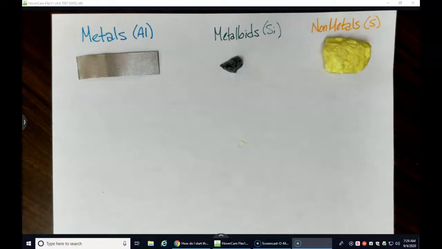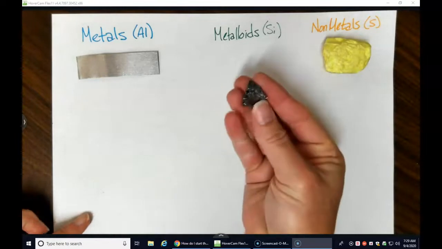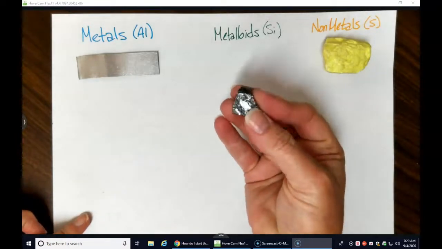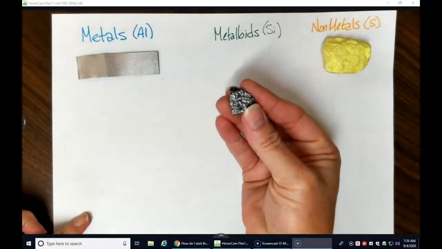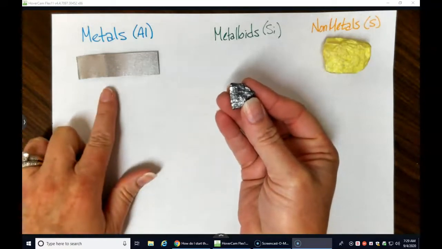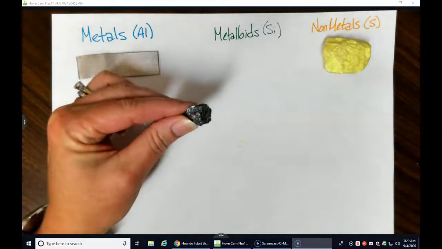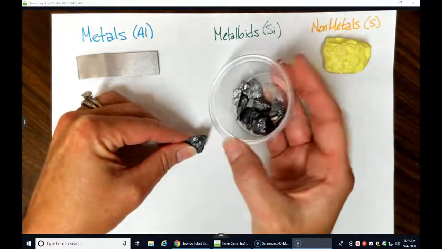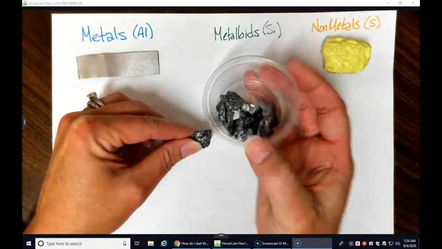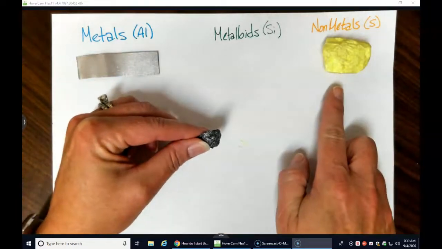So let's look at a particular metalloid. This one is silicon. Silicon is reflecting light, so it has a shiny luster, which we would think is a metal. But if I take a hammer to this, it actually ends up in a lot of little pieces. So it's brittle like a nonmetal.